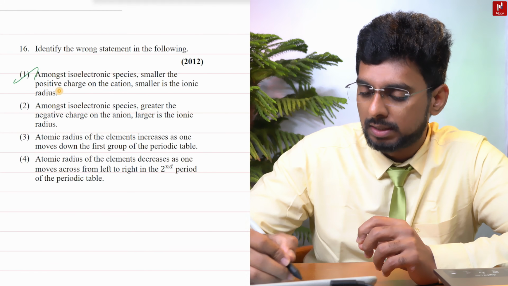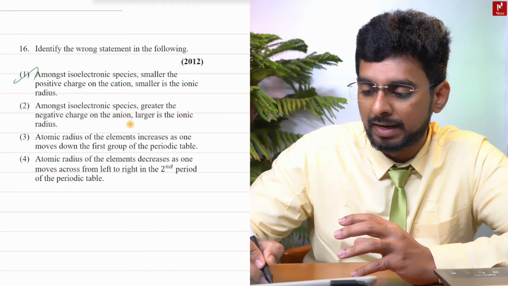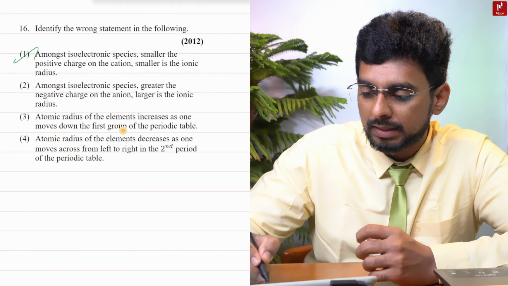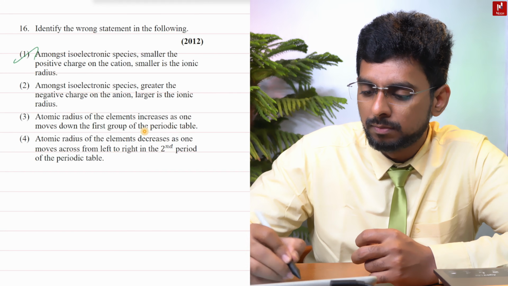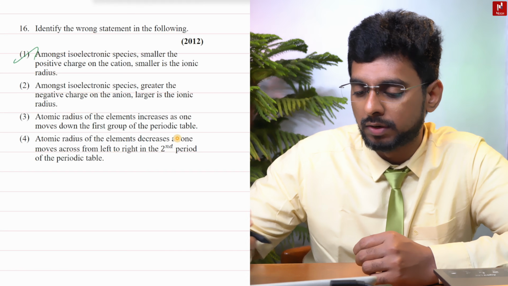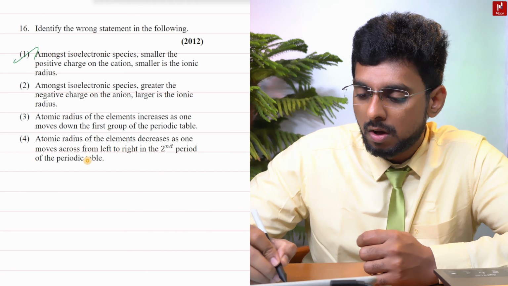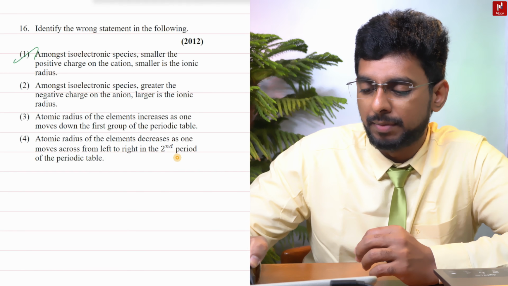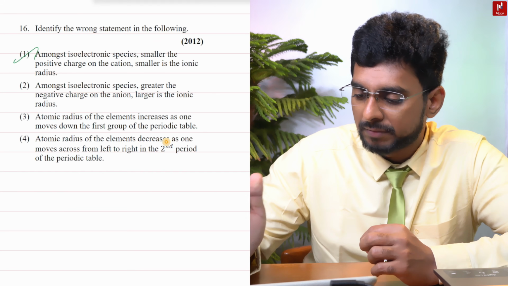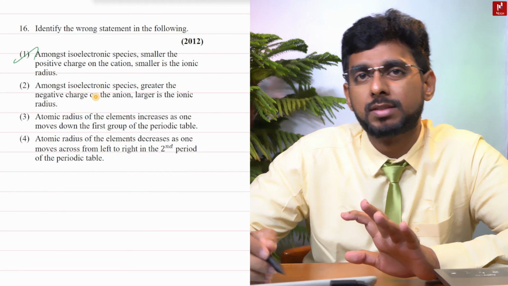Let me read the rest of the 3 options. Amongst the isoelectronic species, greater the negative charge on the anion, larger is the ionic radius. Fine. Atomic radius of the element increases as one moves down the first group. Whatever the group, as you move down the group, atomic radius is going to increase. Atomic radius of the elements decreases as one moves across from left to right in the second period. Whatever the period it is, as you move from left to right, atomic radius is going to decrease. That is fine. This one is simple. It has to be clear. Let's move to the next one.